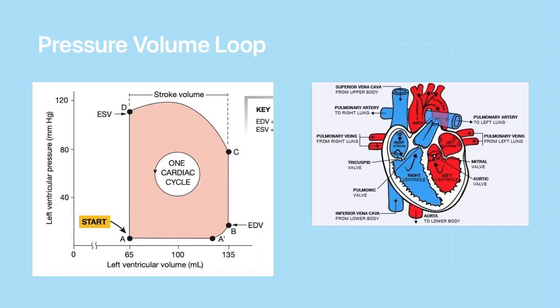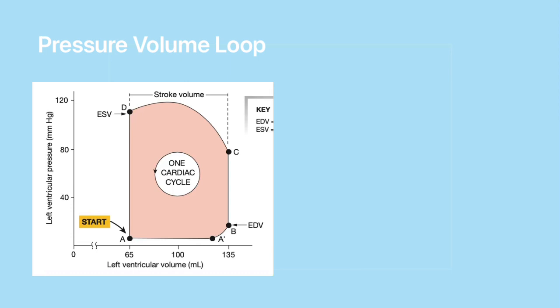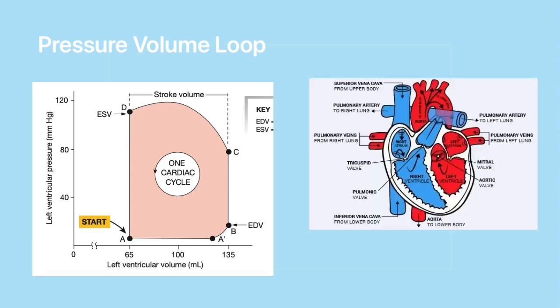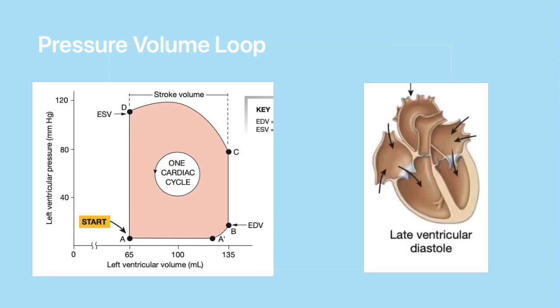Oxygenated blood from the pulmonary veins starts to fill the atrium. This represents early ventricular diastole, as no blood is entering the ventricle, so pressure and volume do not change. Once the pressure of the atrium exceeds the pressure of the ventricle, the mitral valve will open and the atrial blood will passively flow into the ventricle. We can see this on the graph as volume is increasing. Although the ventricle is expanding to accommodate the entering blood, the pressure doesn't go up by much. This represents later ventricular diastole.